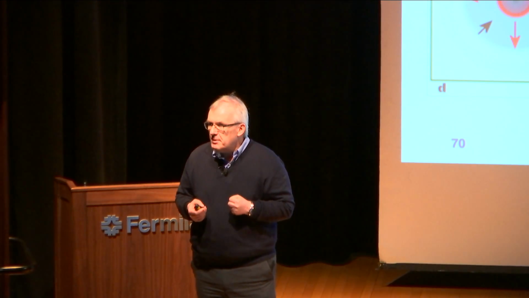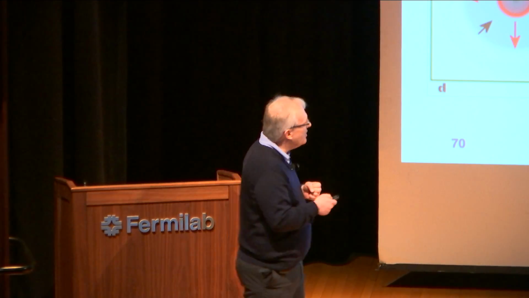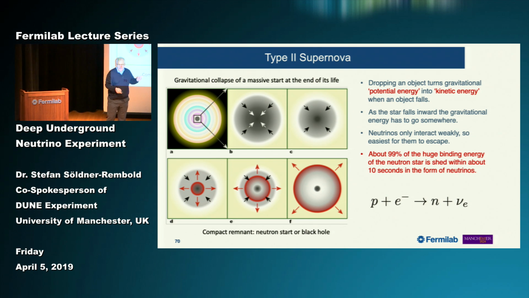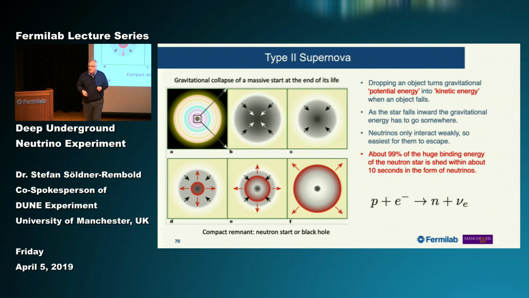And what many people don't realize is, what happens when the protons and the electrons get squished together in this process, you create neutrons, a neutron star, and actually, because again, this is almost like the beta decay we had at the beginning, there's a neutrino. 99% of the energy of a supernova is carried away by neutrinos, which is actually quite amazing.